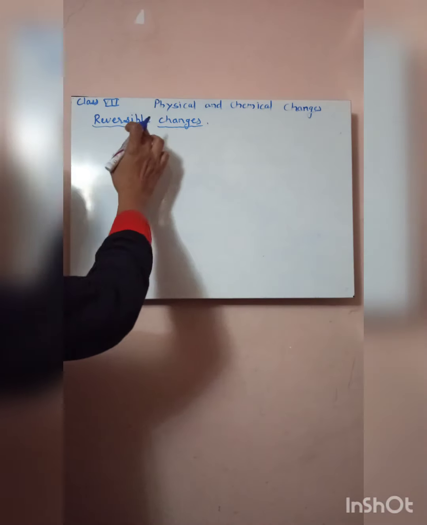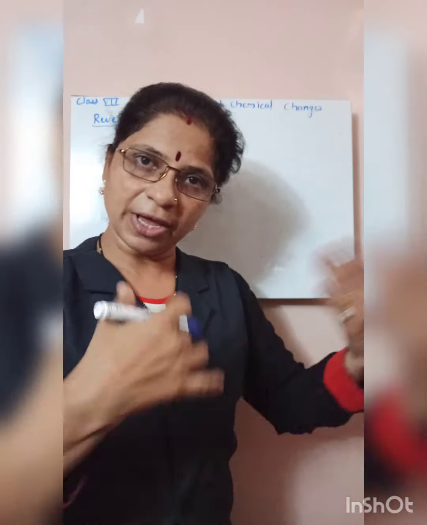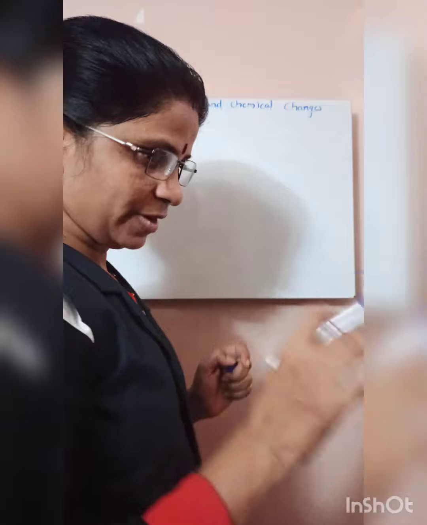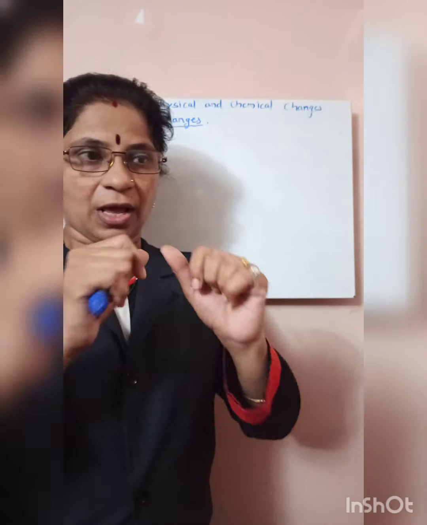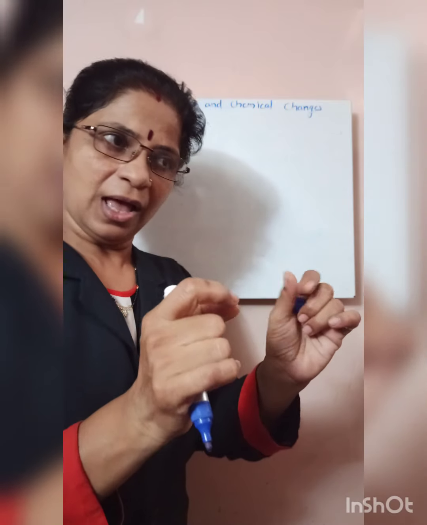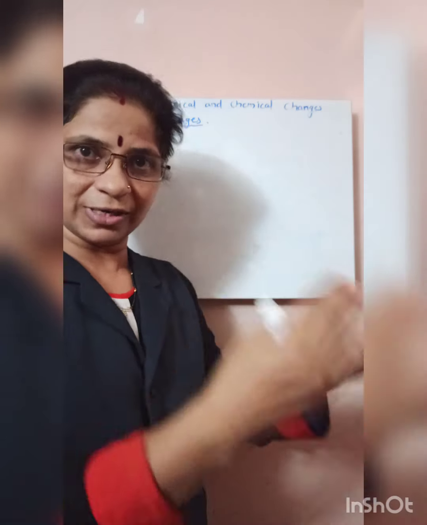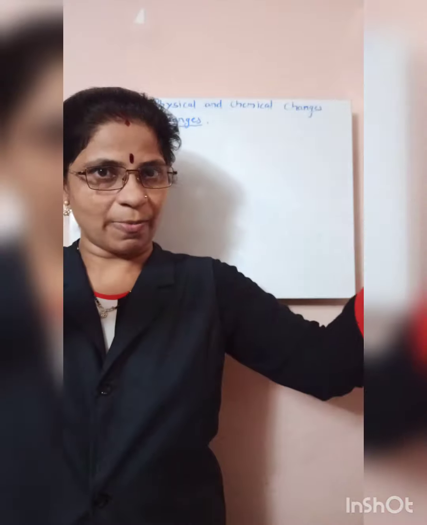Children, what are reversible changes? The changes which can be reversed are called reversible changes. For example, an inflated balloon. At birthday time we inflate the balloon, and after some time, if we want, we can remove the air from the balloon. That is a reversible change.